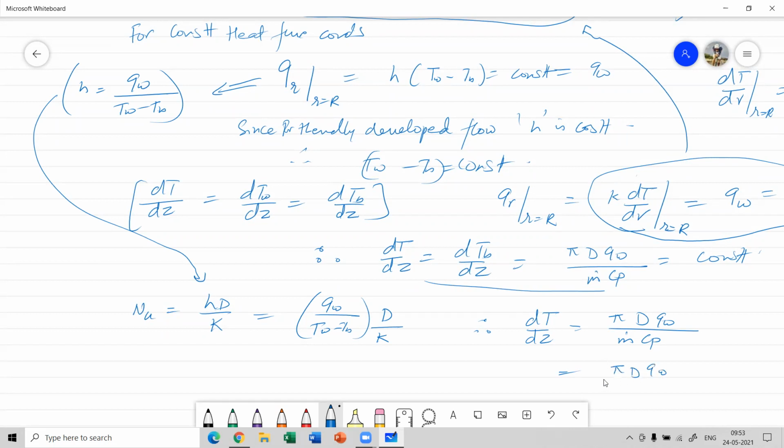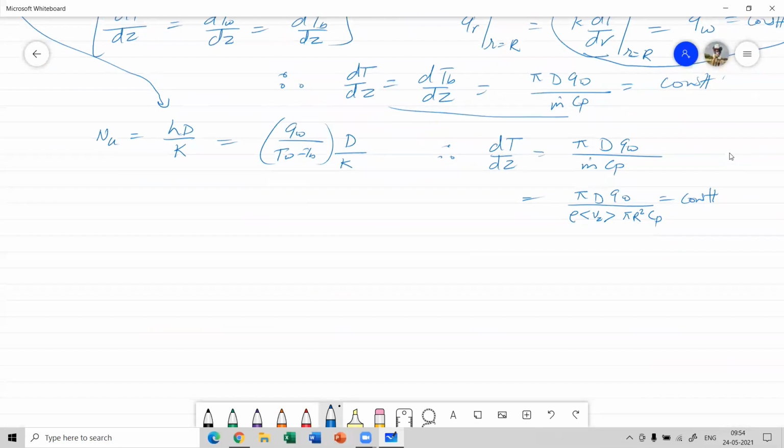is pi d qw by rho into average velocity into pi r square, that is the mass flow rate, into Cp, which can be written as again constant. So from this expression, we can find out qw in terms of your Nusselt number. So it will be Nusselt number into k into Tw minus Tb over D. So we have the expression of qw.